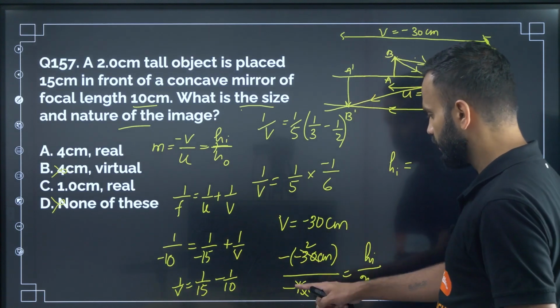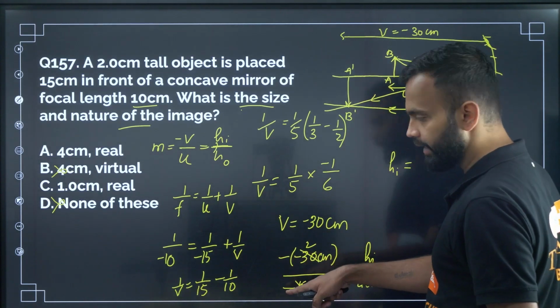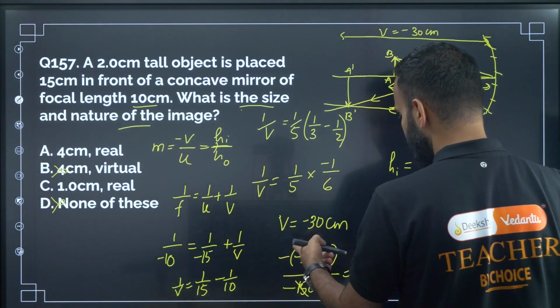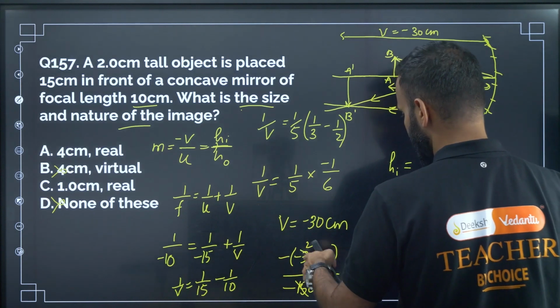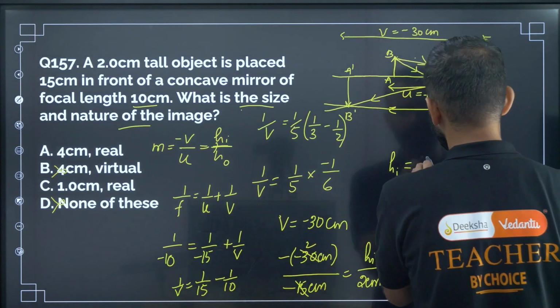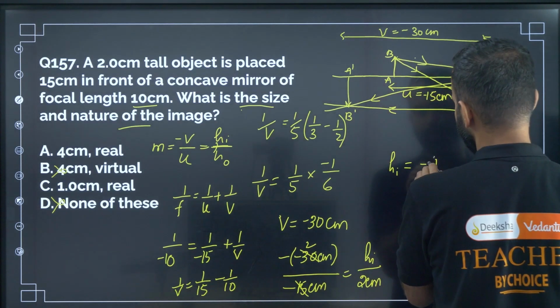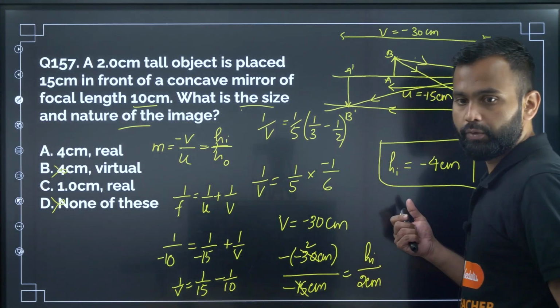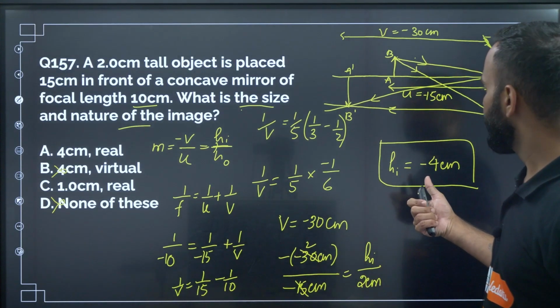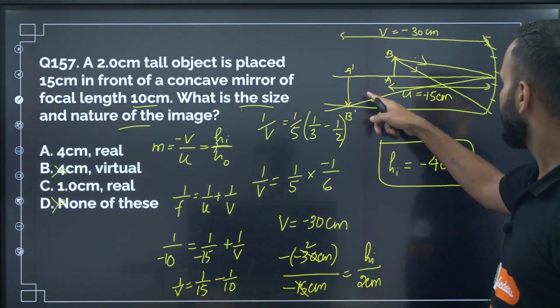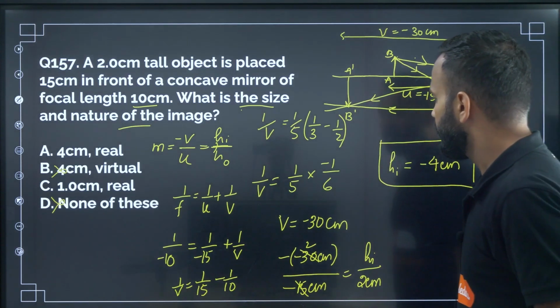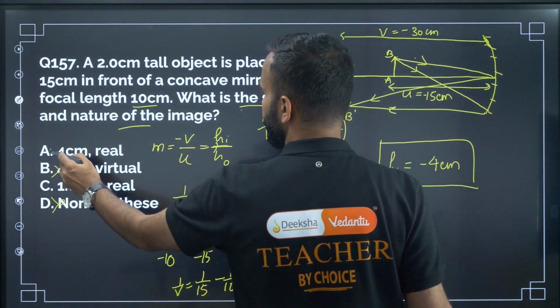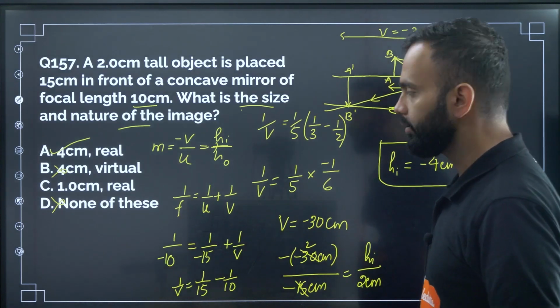Now height of the image is equal to, here 15 2s are 30, right? Minus into minus plus, again here the minus sign is there, so this will be minus 2. So minus 2 into 2 centimeter, that is minus 4 centimeter. So what is the meaning of negative sign here? The negative sign means the image is inverted. So the correct option is A, 4 centimeter and real.